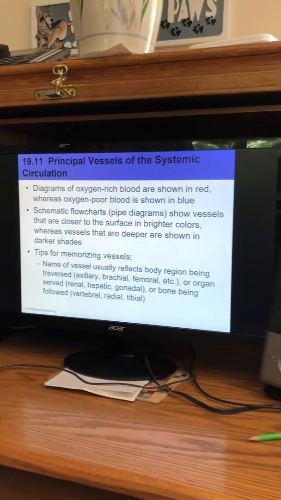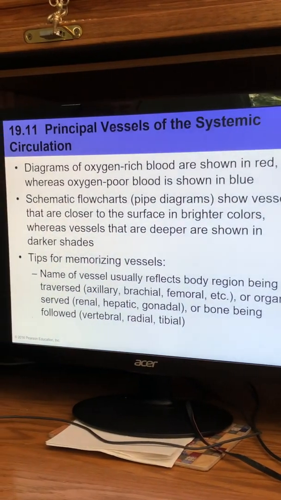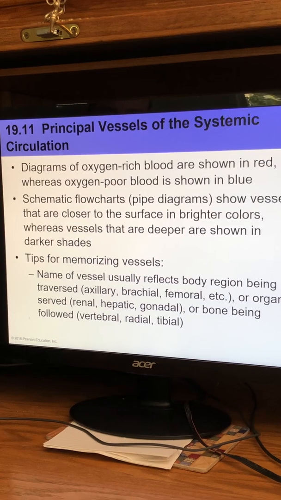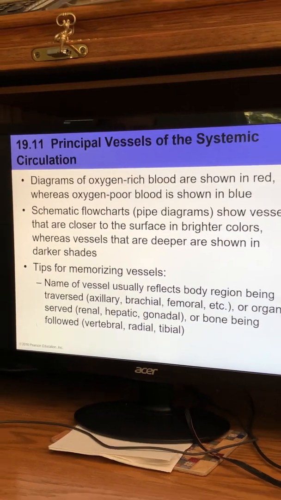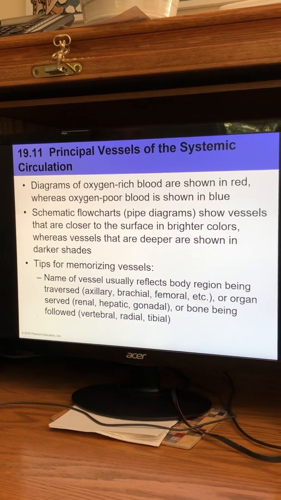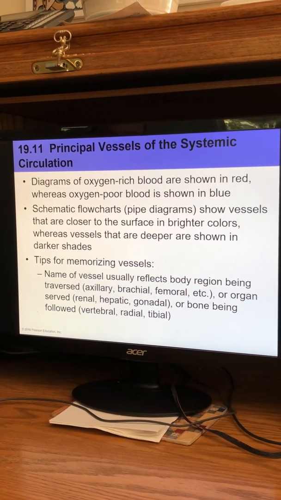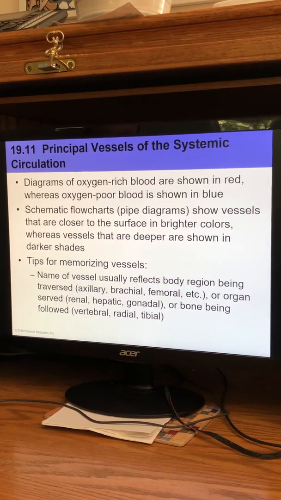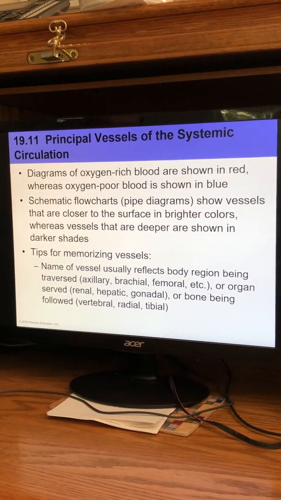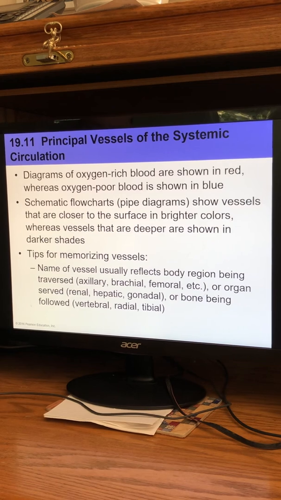Usually the diagrams that you're going to be seeing in any book are going to show oxygenated blood as red and oxygen poor blood as blue. All blood is going to flow away from the heart, and the deoxygenated blood will flow back towards the heart. And they usually show that as red going away from the heart, blue coming back to the heart.